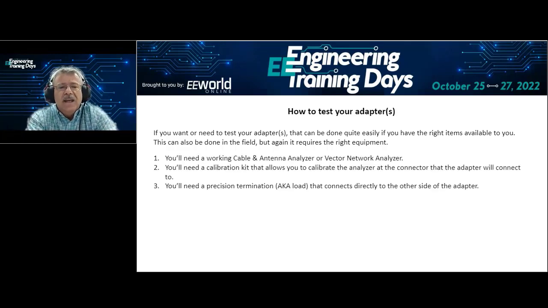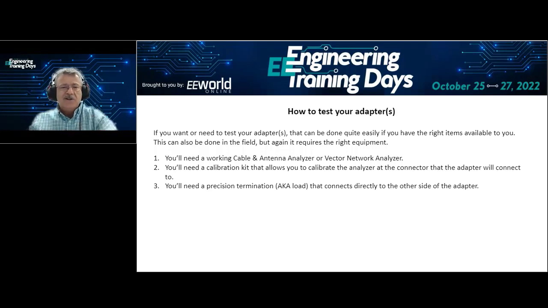You need a working cable antenna analyzer or vector network analyzer. You need a calibration kit that allows you to calibrate the analyzer at the connector where the adapter will connect. So in my case, I had an N female to N female adapter, and I had an N male port on my cable antenna analyzer. So I needed an N female cal kit so I could calibrate my cable antenna analyzer.